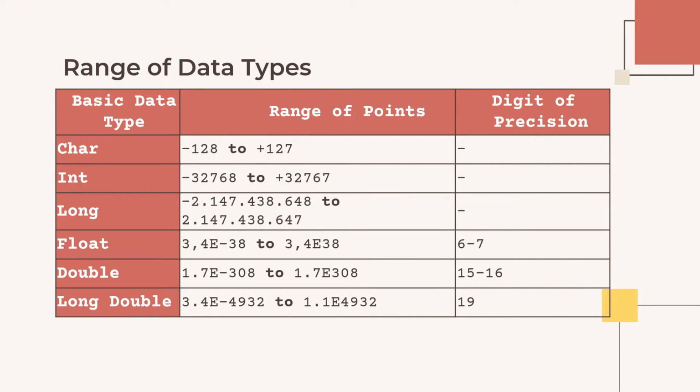And you can see this is the range of data types. The range of each data type is different. These pictures show the range of various data types, for example char, int, long, float, double, and long double. You can see the range and degree of precision for each type in this image.